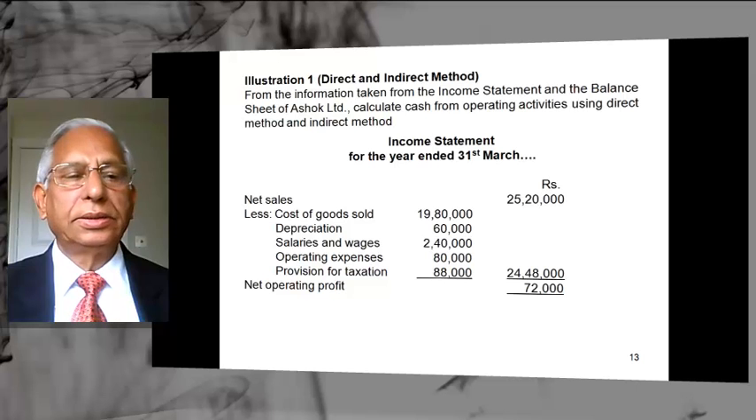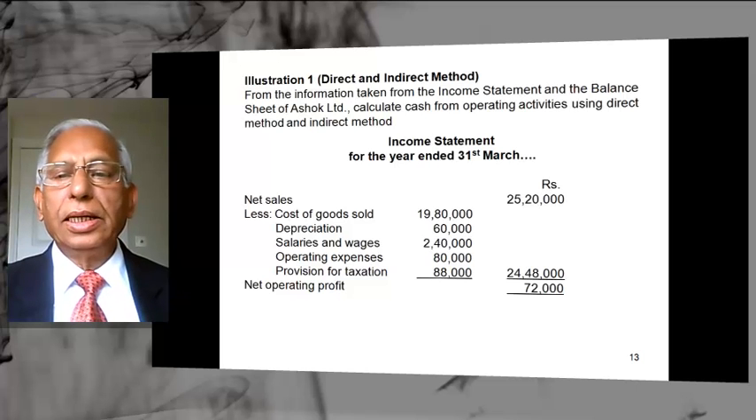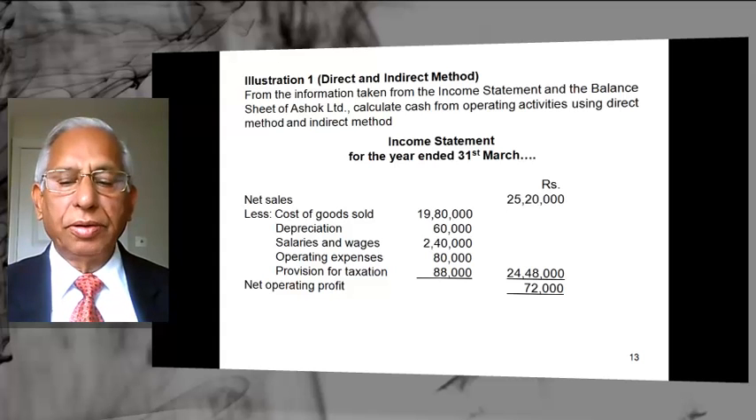First item is net sales. From this we have deducted cost of goods sold, depreciation, salaries and wages, operating expenses, provisions for taxation. Total of that comes to rupees 24,48,000. Net sales were 25,20,000. From net sales we deduct all these items, then we get net operating profit. This is the information given to you in the illustration.